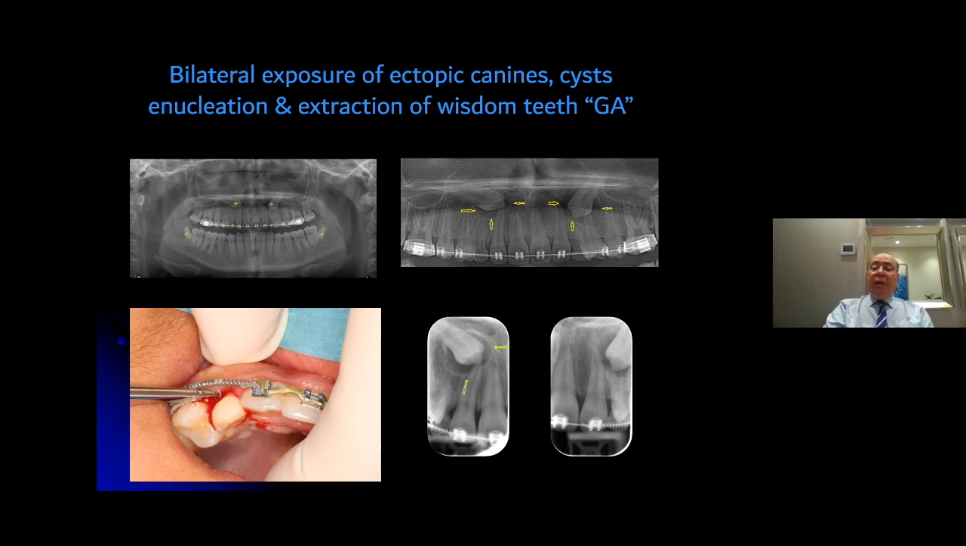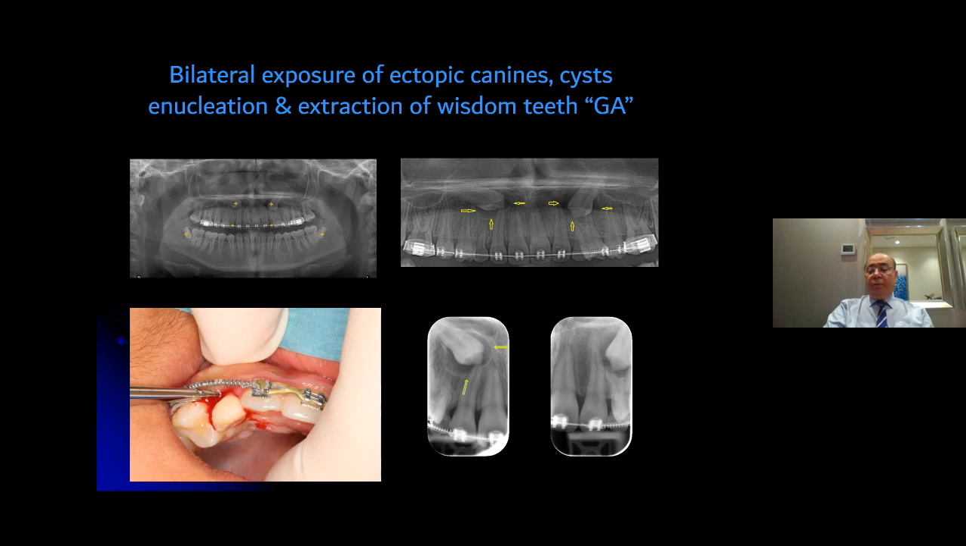Because we also wanted to remove the lower wisdom teeth, all the teeth that I put yellow marks on are the ones that actually were removed. It's the top left photograph. So I removed the lower right and left third molars, and I exposed the upper right and left canines, and I also removed the cyst associated with the upper right canine. And you can see that this was done under general anesthesia. It was too complicated and really difficult for a 14-year-old girl.